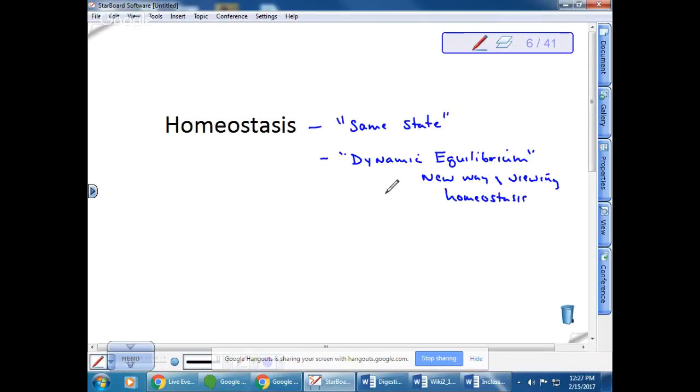Okay, so when you look at this, equilibrium means it's a relatively stable set point, but the body can fluctuate depending upon the environment. So the way to define this is that the body can respond to the environment and maintain a relatively stable set point.